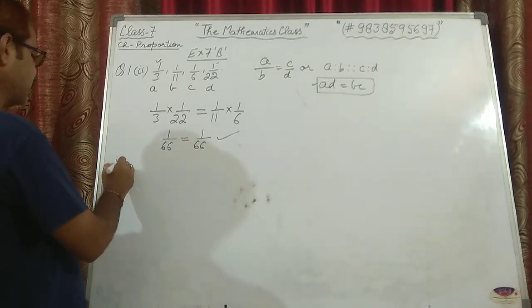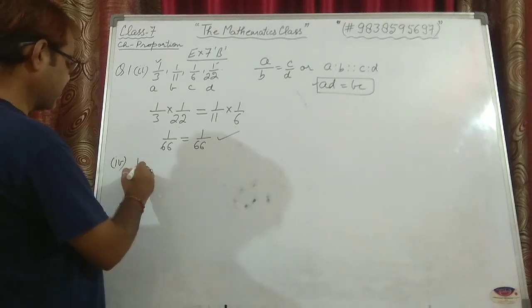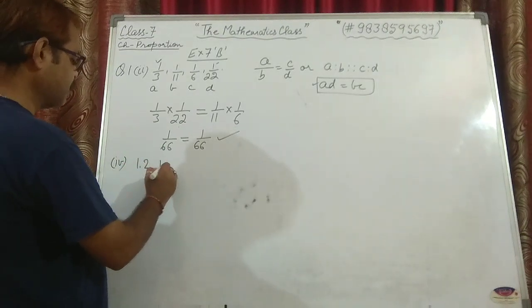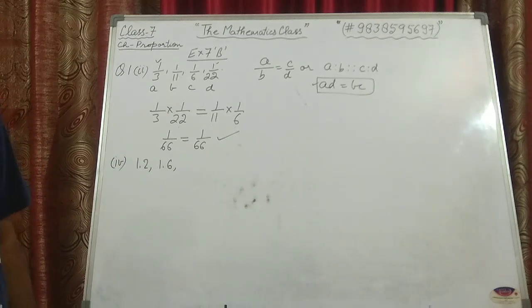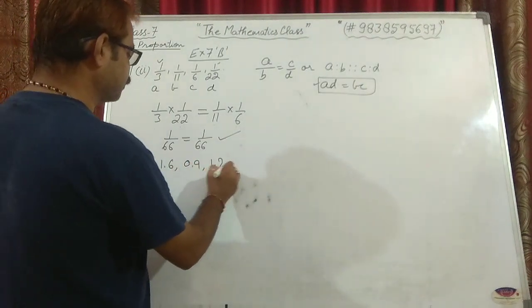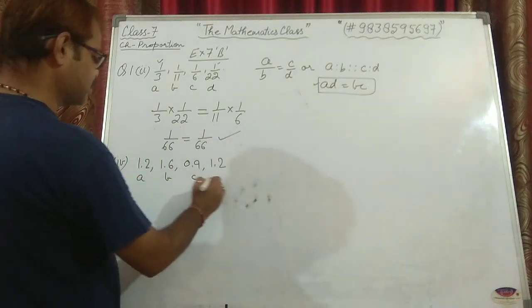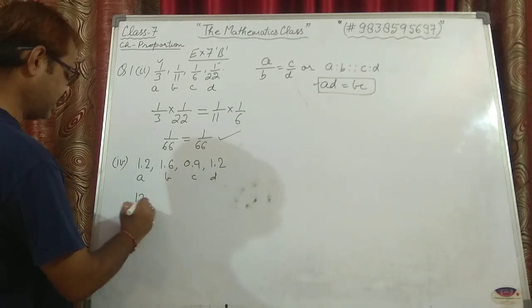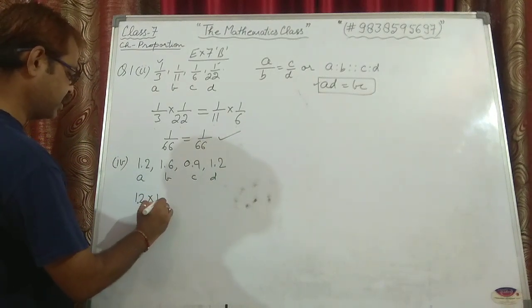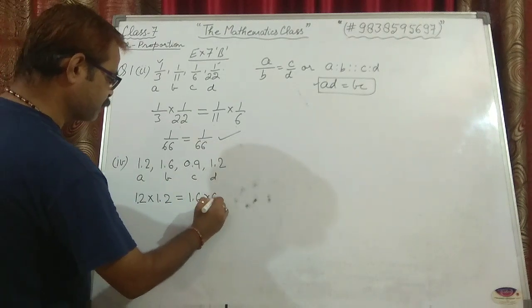Now we move on to the fourth part. In the fourth part it is given 1.2, 1.6, 0.9 and 1.2. Again we will apply the same formula. This is A, B, C, D. So A into D must be equal to B into C.